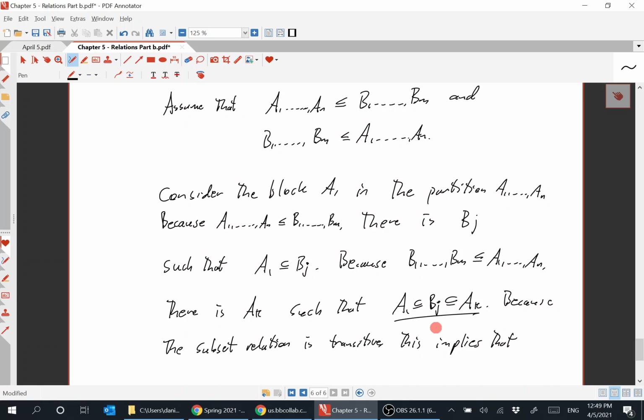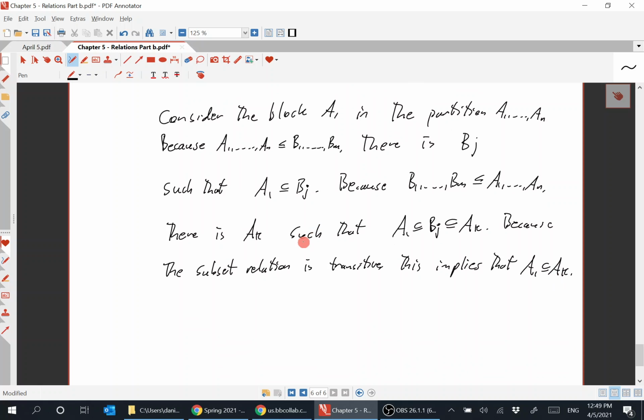Right. What does this imply? Because the subset relation is transitive, A_i is a subset of A_K, or A_1 is a subset of A_K. But what's special about the A's? The A's are a partition. So because the sets are disjoint, well, are pairwise disjoint, not all disjoint.